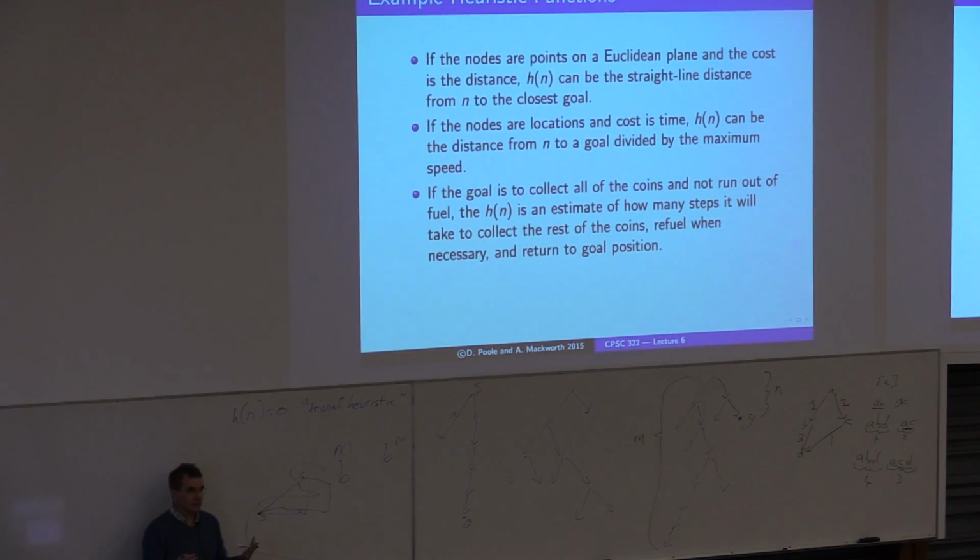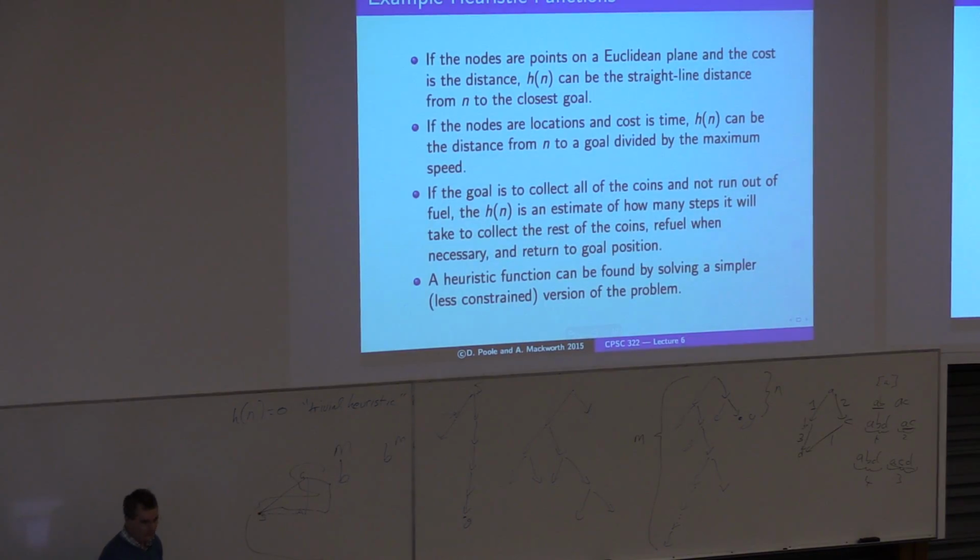We could ignore refueling, because refueling increases the distance we have to travel. So there are a whole lot of things we could do to get an underestimate. Typically we're going to find a bound by solving a simpler, less constrained version of this problem. Just suppose you can go directly. Just suppose you could ignore the coins. Suppose you could travel at arbitrary speed and ignore traffic.